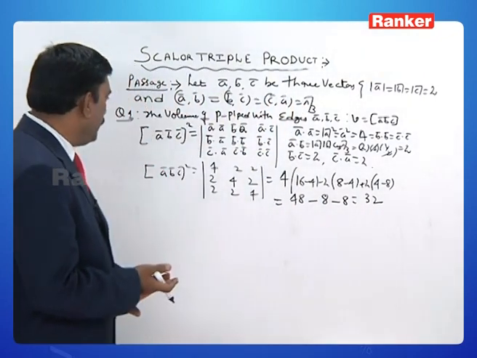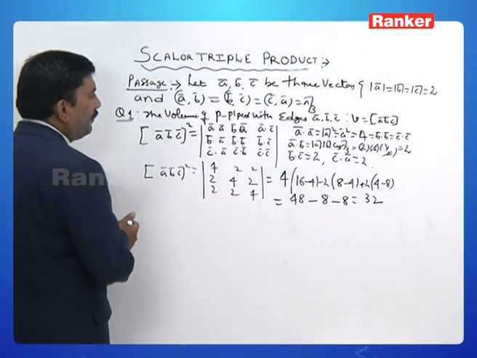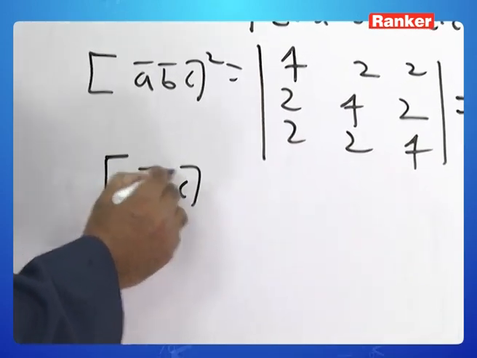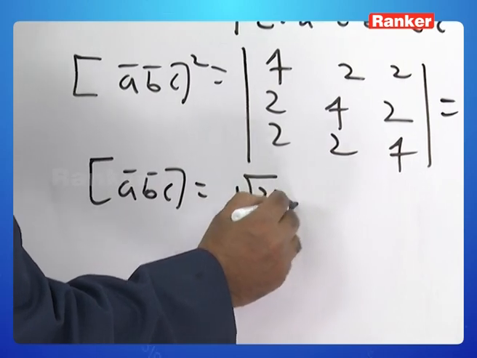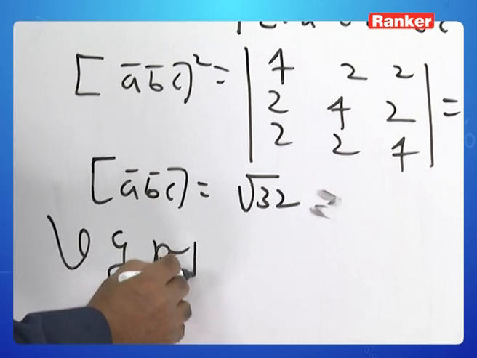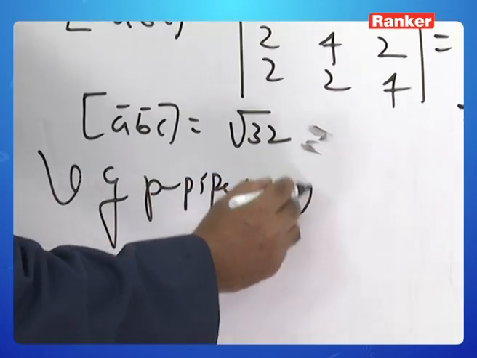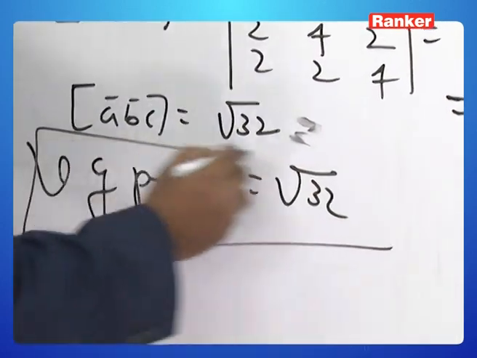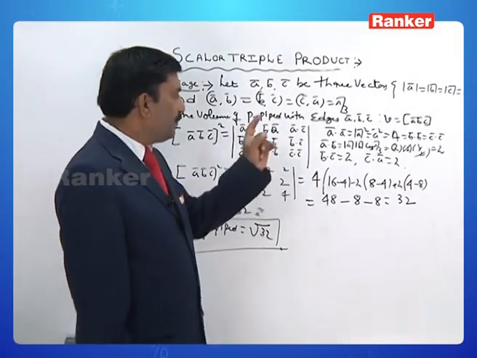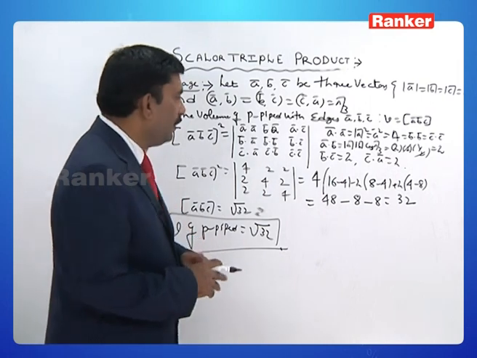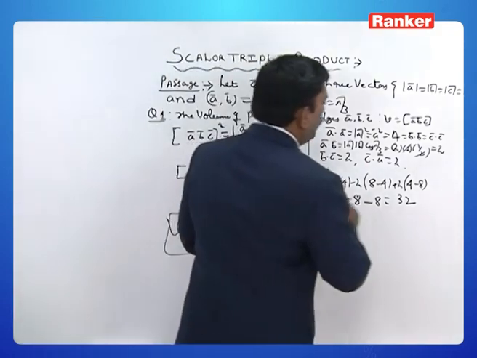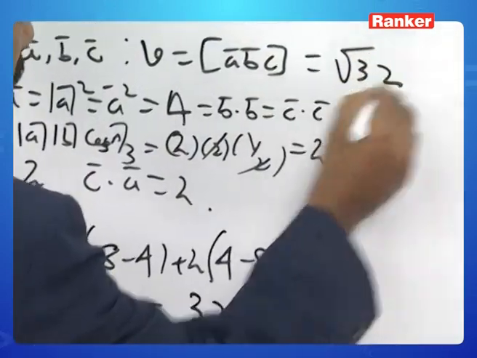So box of ABC whole square is equal to 32. Therefore I can write box of ABC is equal to root 32. So the volume of the parallelepiped is equal to root 32. Followed? This is the first question in the comprehension. Now I go to the second question. The volume of the parallelepiped is nothing but root 32.